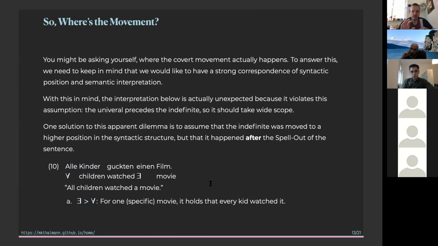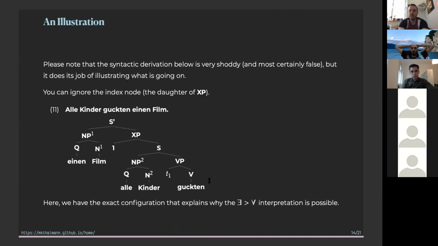So we need an operation to somehow get to the structure where ein Film, a movie, is higher in the structure and takes wide scope over the universal. And to do this, we need covert movement because we can't see it in the structure despite the interpretation being available. So what we then have is a structure like this, right? And what I've done here in the sister of V0, guckten, is now a trace, and this indicates that we moved the object further up, right? So now ein Film, the existential NP or DP, whatever you want to call it, is higher in the structure than the universal, and that gives us the reading that we're after, right? For one specific movie, it holds that every kid has watched it.